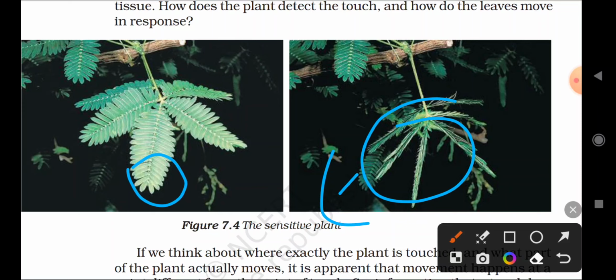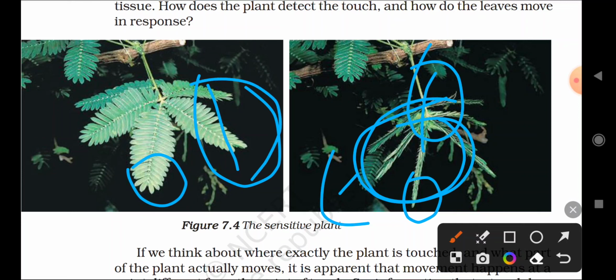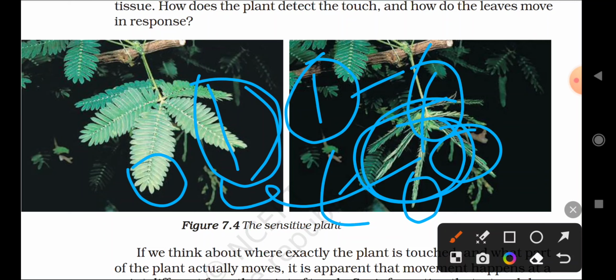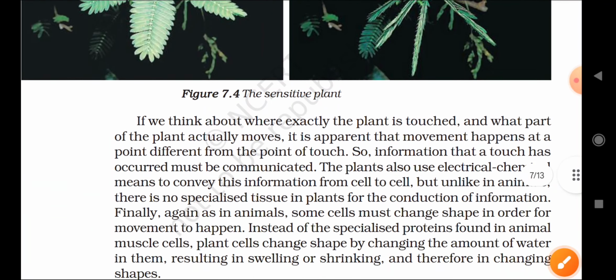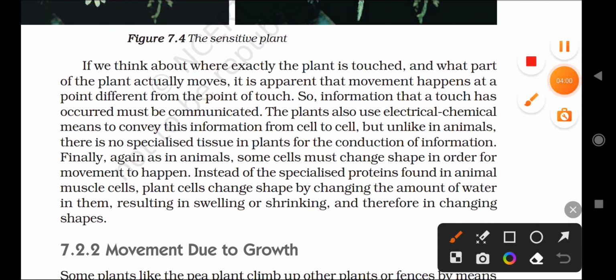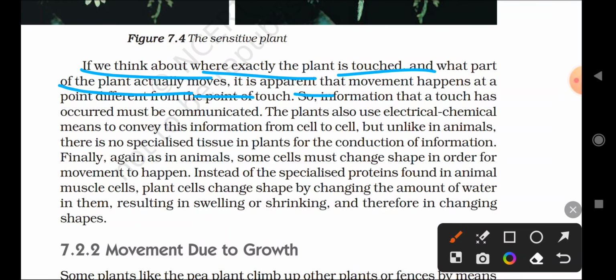If there are no nerve cells, something must still transfer the information from one part to another. So we can conclude that plants also communicate, but by which method we have to study. If you think about where exactly the plant is touched and what part of the plant actually moves, it is apparent that movement happens at a point different from the point of touch.